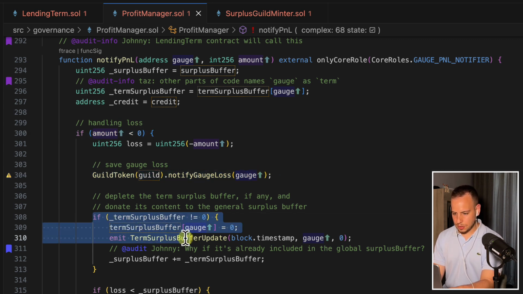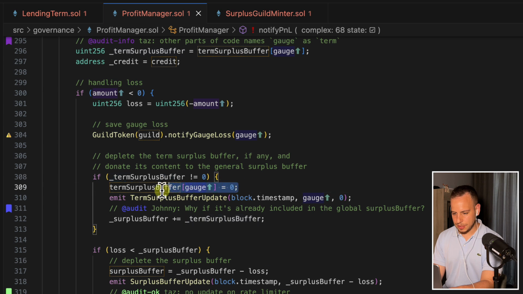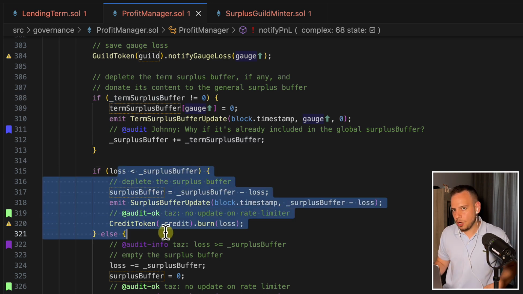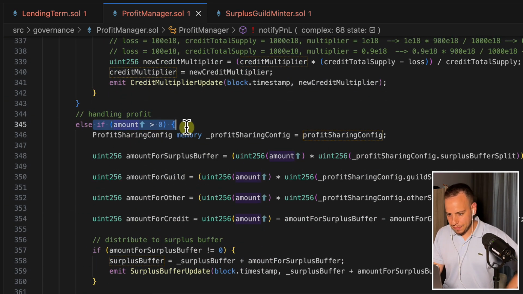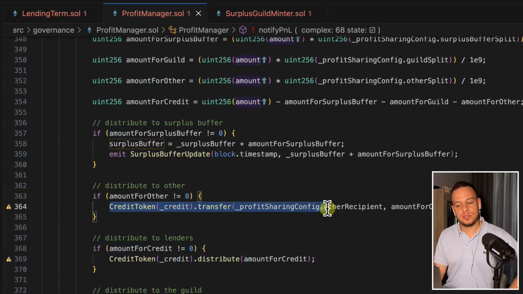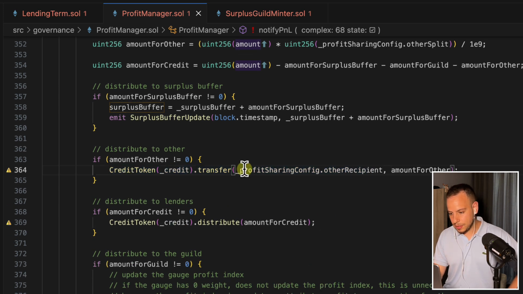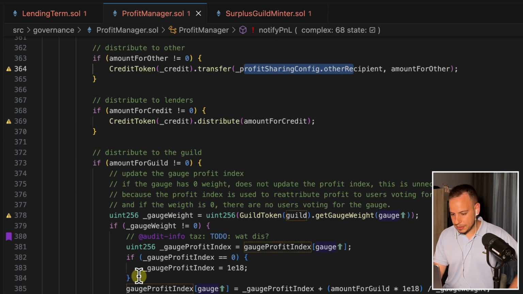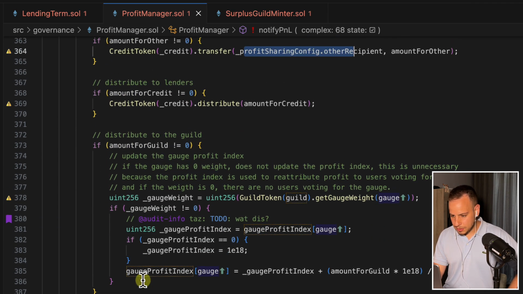Yeah, it causes notify gauge loss, and as you can see here, if it's 0, there are a lot of if statements, a lot of things happening, but long story short, you get slashed, right? If there is a loss, you get slashed with your credit tokens and your guild tokens, and if it's a profit, as you can see here, amount is greater than 0, it transfers some credit tokens that it holds to the recipients, right? To the stakers, and also it means, right?